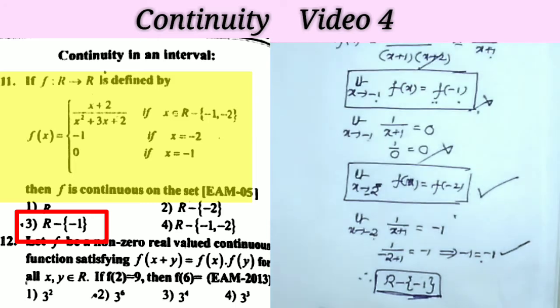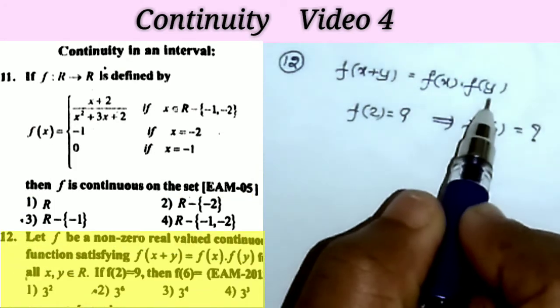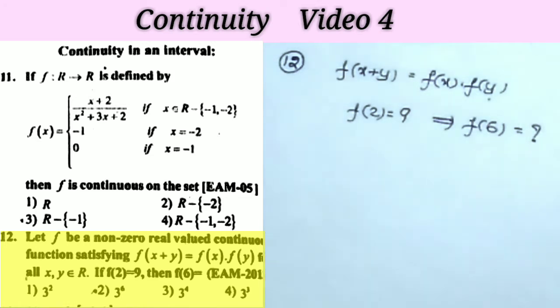And this is the third option. Now the sum number 12, f of x plus y is equal to f of x into f of y, and given that f of 2 is equal to 9, we want the f of 6 value.